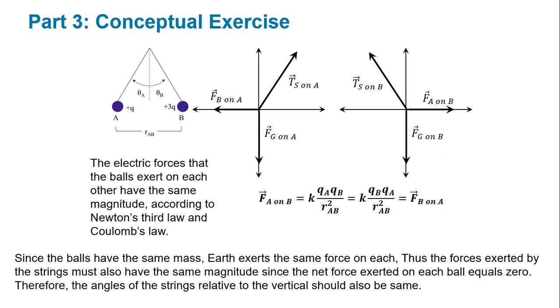Therefore, the angles of the string relative to the vertical should be the same, because they're each pushing. The thing that's making it swing is this force, and gravity doesn't act any differently, and these forces act the same. All right, let's move on.